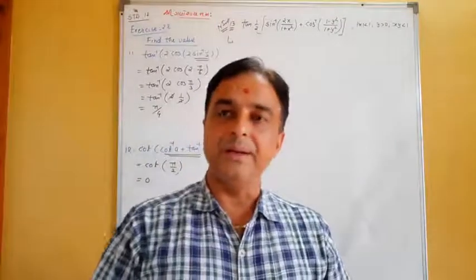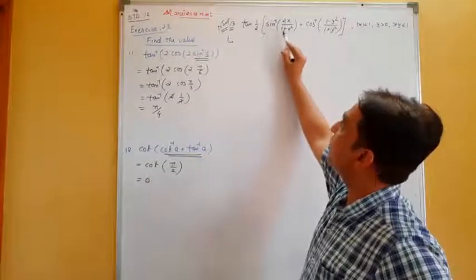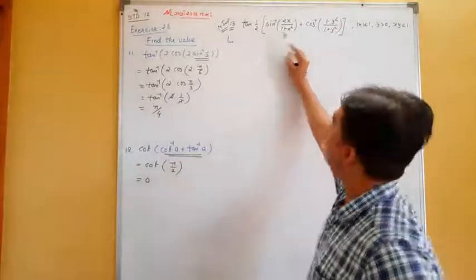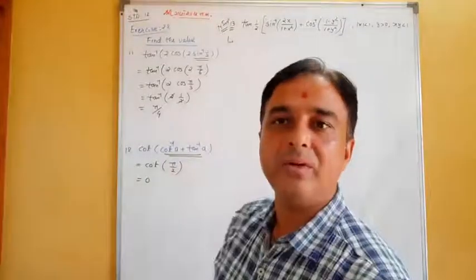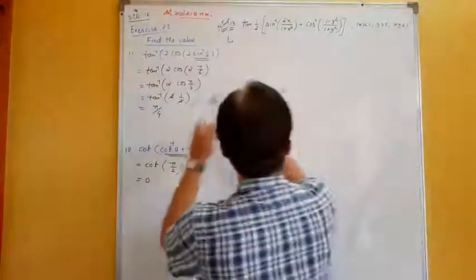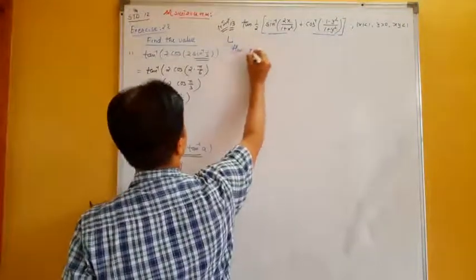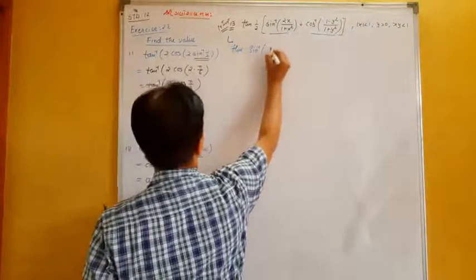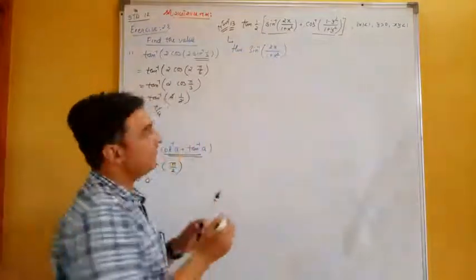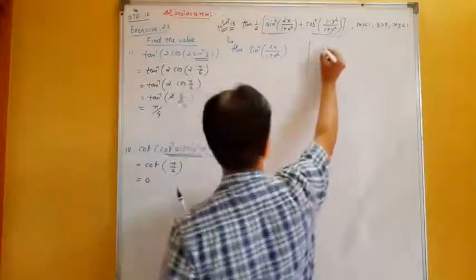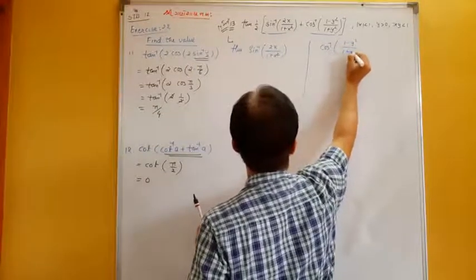Now see, what have we been given? Tan 1 by 2 of sin inverse 2x upon 1 plus x square plus cos inverse 1 minus y square upon 1 plus y square. For that we have to simplify these two terms separately. So here, sin inverse 2x upon 1 plus x square, simplify it, as well as cos inverse 1 minus y square upon 1 plus y square.